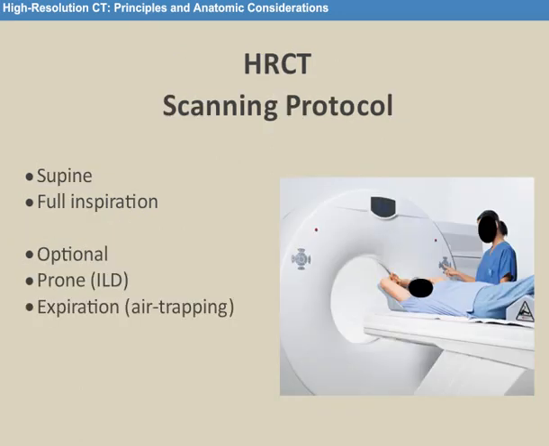Scanning protocol is pretty basic. Most patients are scanned in a supine position at full inspiration, which is important so that the lungs are fully expanded and the anatomy is spread out in a very nice way for you to recognize all the normal and abnormal findings. You have the option of doing prone images, especially in patients where you suspect early interstitial lung disease, such as early fibrosis. You may have to put the patient prone to look at the posterior lung zones without the effects of gravity. Similarly, if a patient is suspected of having small airways disease or other causes of air trapping, then expiratory images are a key part of your protocol to recognize that.